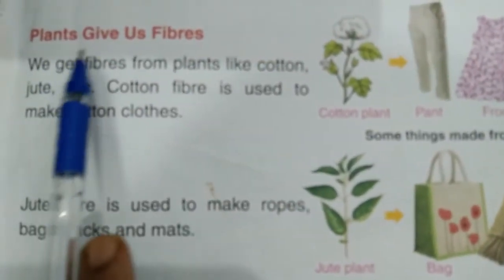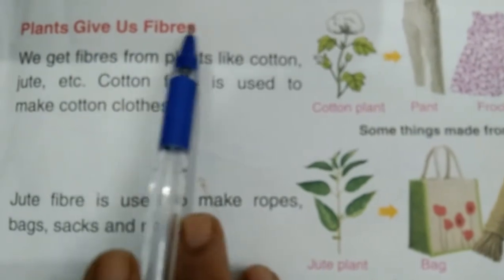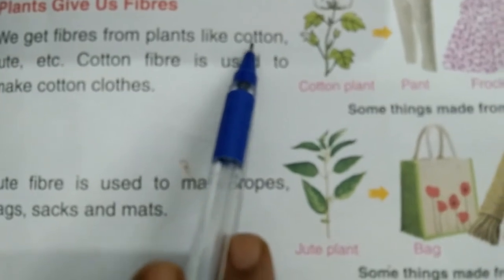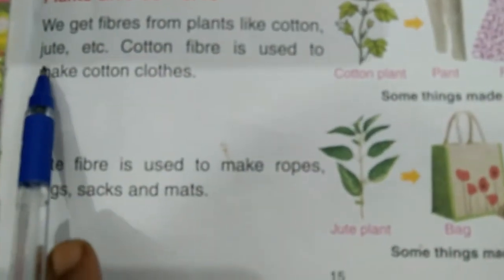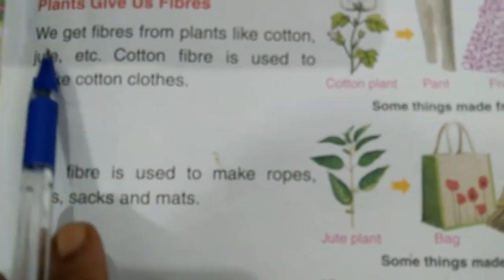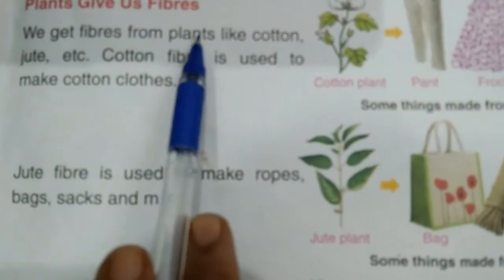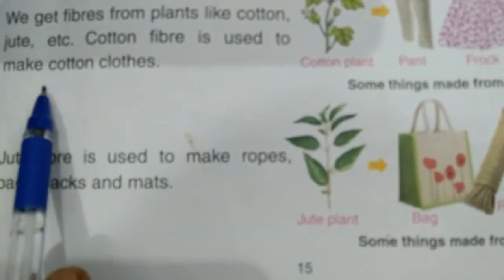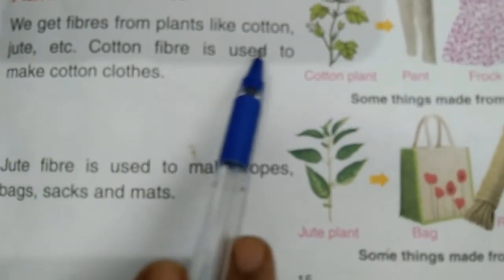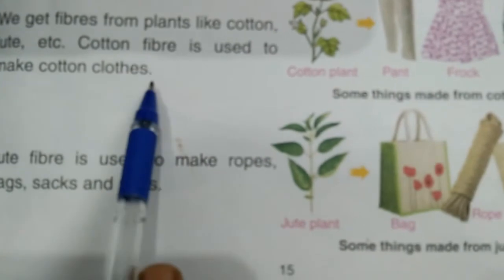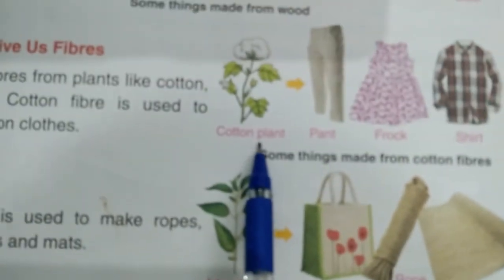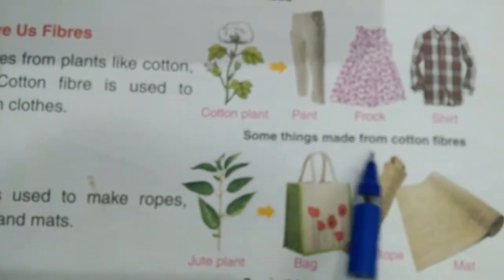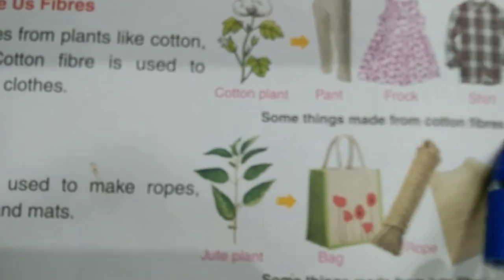Next one is plants give us fibers. We get fibers from plants like cotton and jute, etc. Cotton fiber is used to make cotton cloths. See, it's a cotton plant. Dresses like pant, frock and shirt are some things made from cotton fibers.